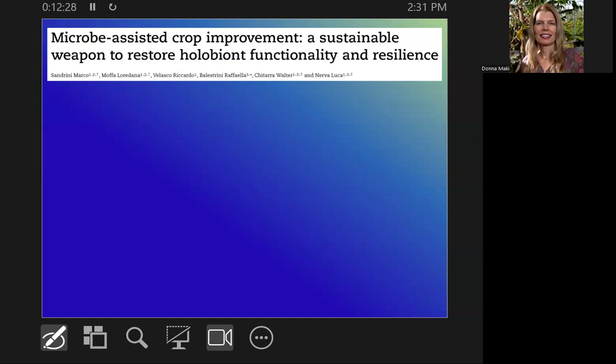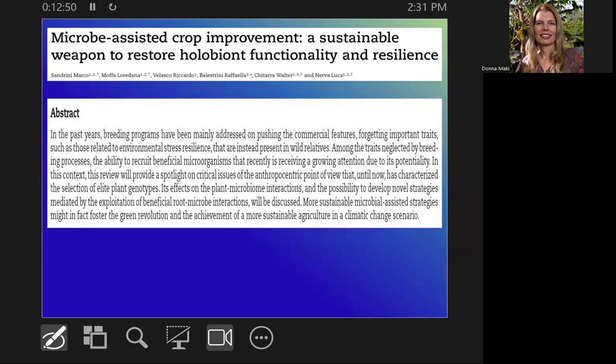So this title is kind of odd: microbe assisted crop improvement, a sustainable weapon. I don't know why they chose weapon. I would have said a sustainable tool to restore holobiont functionality and resilience. Doesn't that kind of give it a negative tone? Sustainable weapon. I don't know. Maybe it's just me.